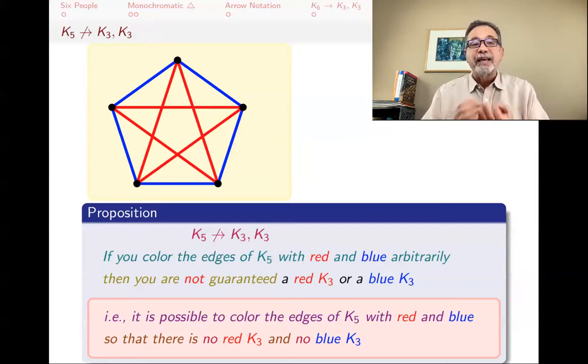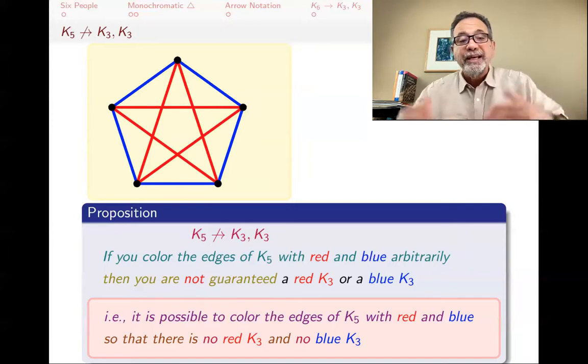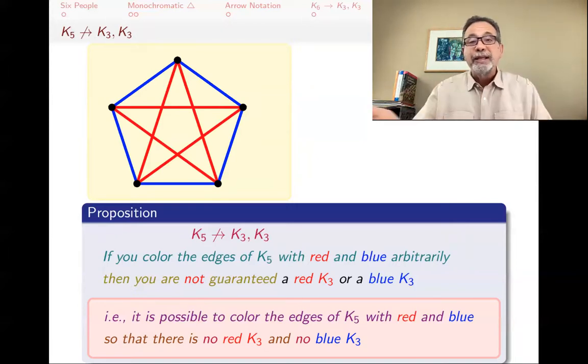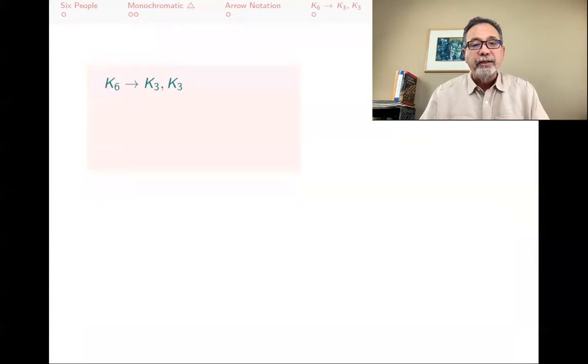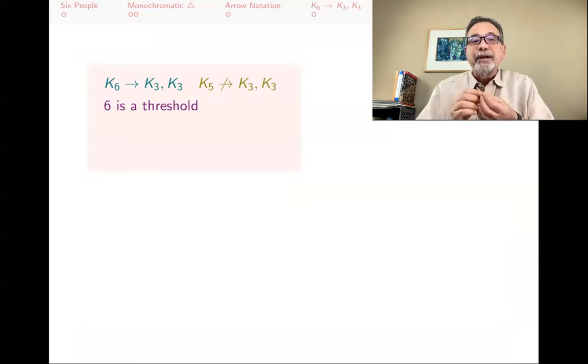So that statement, K5 doesn't arrow to K3 or K3, is a true statement. You can write as many of these statements as you like. Some of them will be true, some of them will be false. If they're true, they need a proof. If they're false, they need an example, like the one that I just showed you here. Okay, so we showed that K6 arrows to K3 or K3, and K5 doesn't arrow to K3 or K3. That says that 6 is some kind of a threshold.